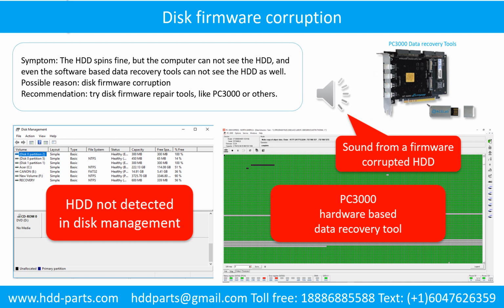The following is the sound from one of the hard drives which experienced disk firmware corruption. It sounds like a good hard drive, but the computer cannot detect the hard drive.